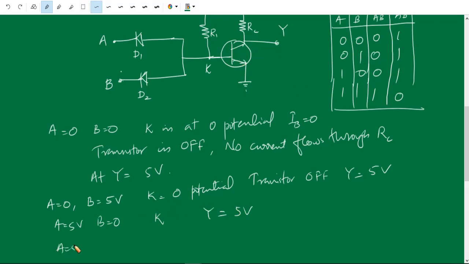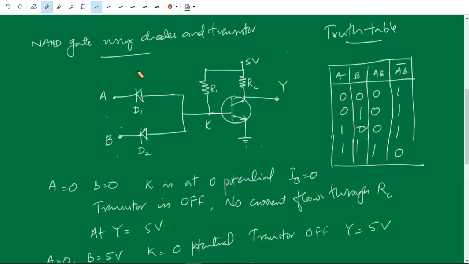When A equal to 5, B equal to 5 volts, then K, both are 5. Both the diodes will not conduct. Here also 5, this side also 5. For both diodes, there is no forward biasing. That means current will not flow through the diode. Therefore, the point K is at 5 volts.